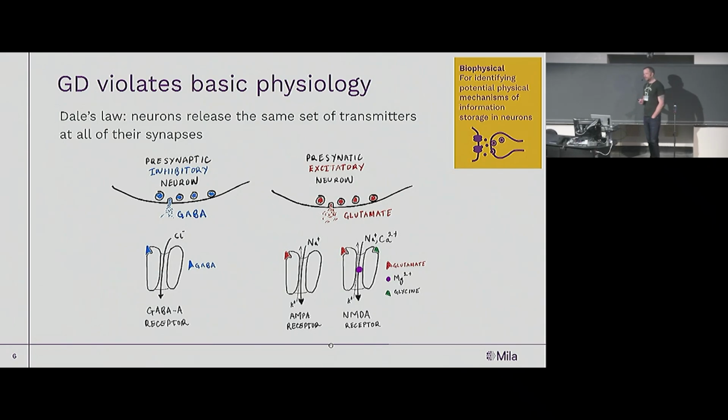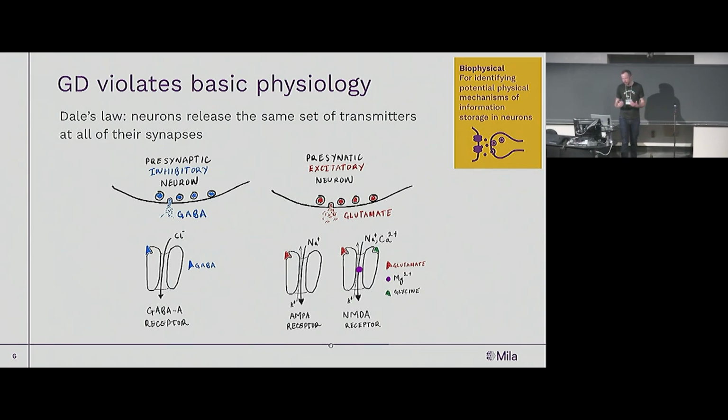The first is that it violates a basic tenet of physiology, which is Dale's law. So Dale's law states that neurons release the same set of neurotransmitters at all of their synapses. To be clear, as with all things in biology, Dale's law isn't actually a law. There are a few neurons in the brain that violate this. But it's about as close to a law as you can get, and certainly within cortical systems, this is roughly true.